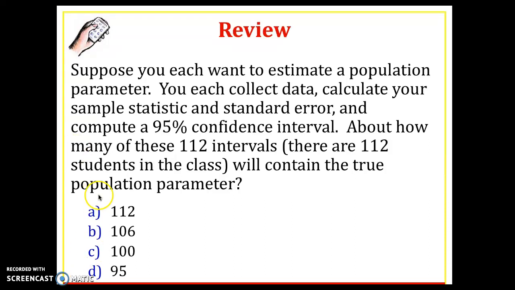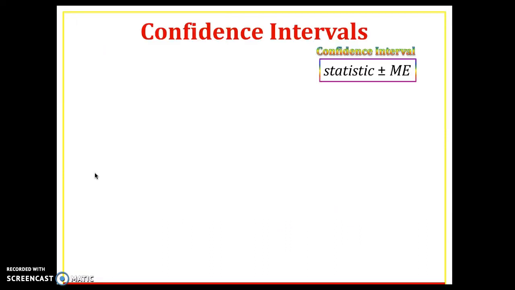Well, to get this, we know that 95% in this confidence interval definition means that 95% of the intervals should contain the true population parameter, which would be about 106. If we multiply 112 by 0.95, the closest of these values is 106.